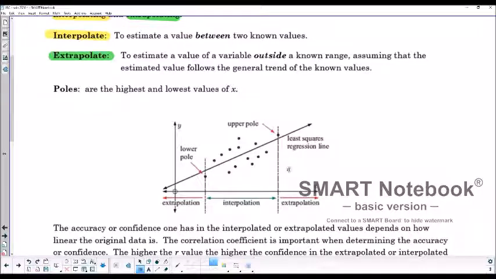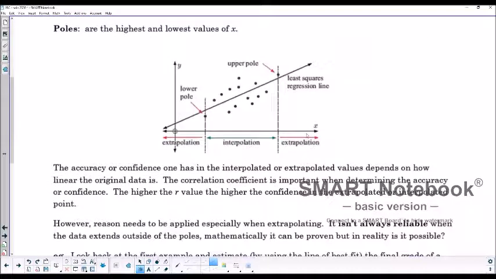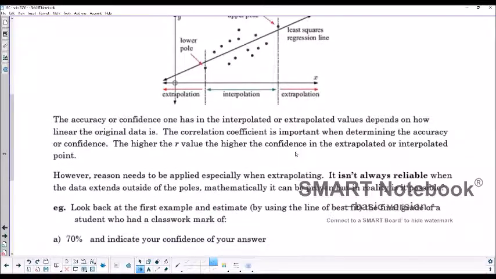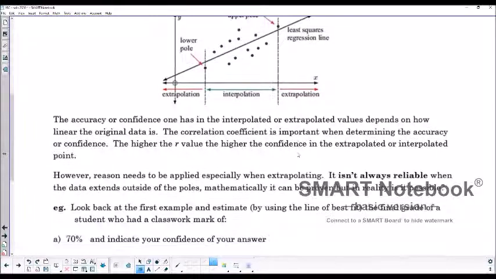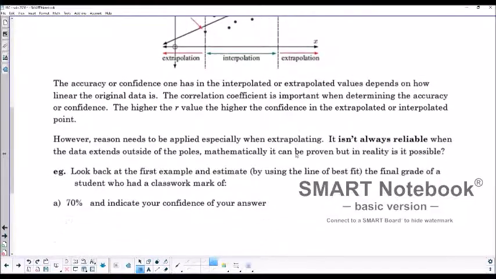which would be a little bit more reliable than if we did extrapolation, which would mean we're going outside or extra beyond the highest x value, or below the lowest x value. That's also extrapolation, and we're generally assuming that the trend is going to continue in the same manner, both above and below the upper pole and lower pole, respectively. So it's less reliable if we're looking at the extrapolation. Okay, so interpolation is a little bit better because it's inside with all the data points, but extrapolation isn't quite as reliable because we're assuming that the trend continues.